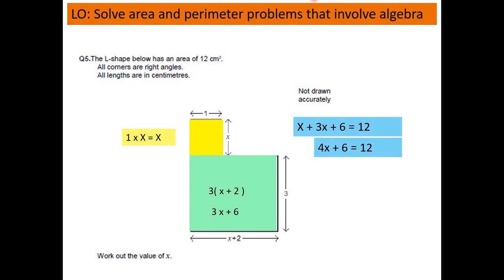So we're going to collect our like terms. We've got x and 3x, so we're going to put them together to make 4x. Our 6 is by itself, so we're just going to leave it there. 4x plus 6 equals 12. So now, because we just want x on this side, we're going to get rid of this positive 6. But because we're getting rid of positive 6 here, we need to get rid of positive 6 on this side as well, which leaves us with 4x equals 6. We're going to divide this side by 4 to be left with just x, which means we need to divide this side by 4, which leaves us with x equals 1.5.